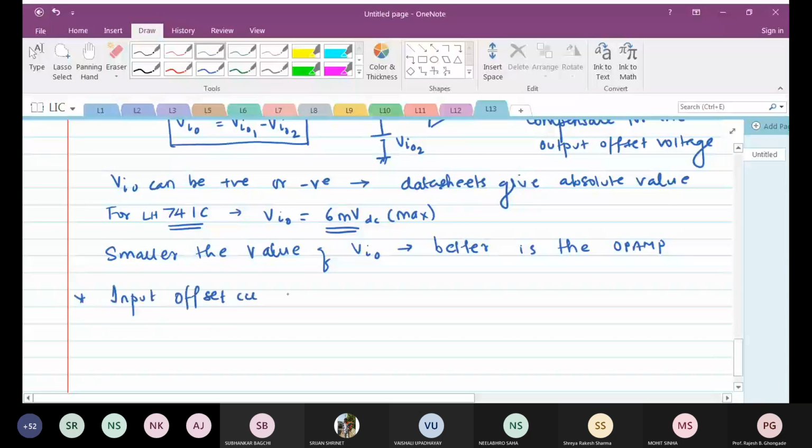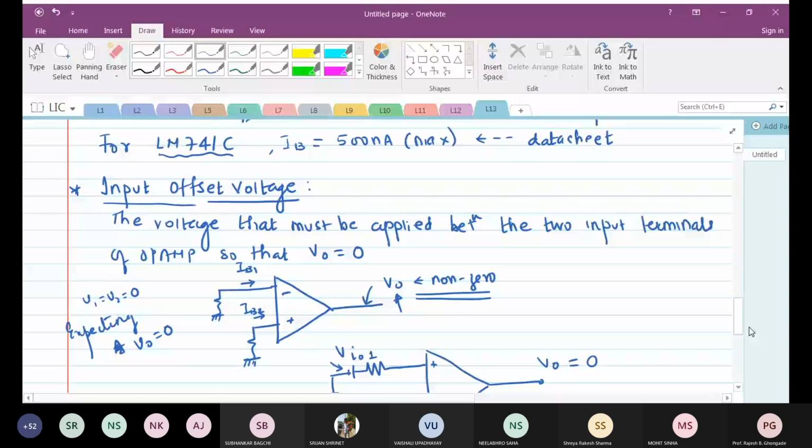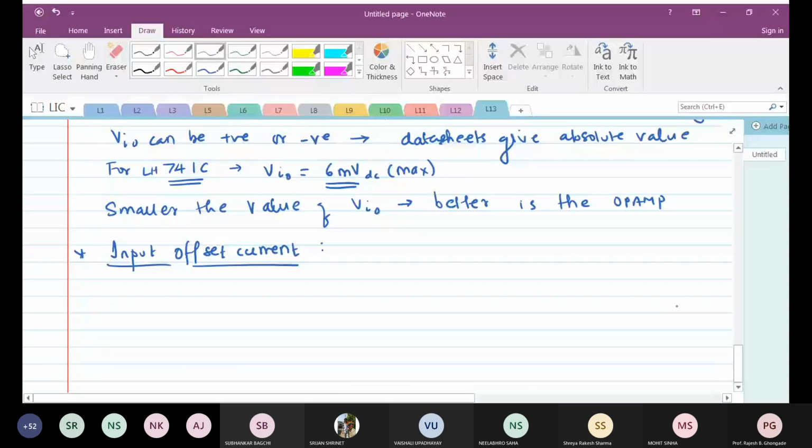Now guys, this is actually a very dangerous thing. Offset voltage in an operational amplifier is a very dangerous thing. I think I'll talk about it in more detail when we actually see why it is so dreadful.